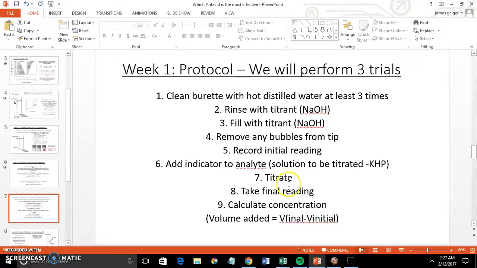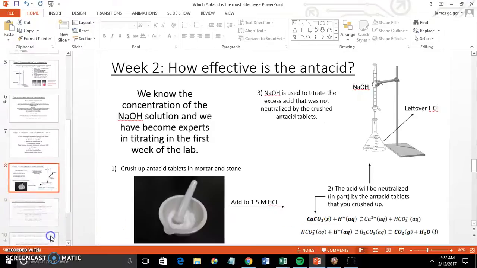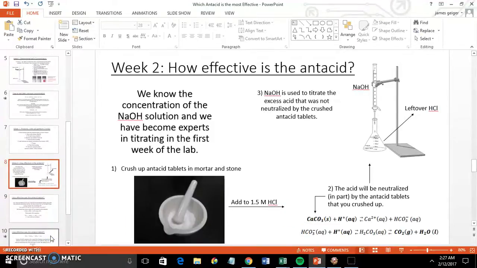And then we're going to go till it turns purple. And we're going to stop it immediately, take the final reading. Okay, because we're going to need to know our initial volume and our final volume. We're going to calculate the concentration like I showed in this last slide right here. Our volume added is V final minus V initial on the burette. Pretty simple, right? For week 2, it gets a little more complicated, but same exact idea.